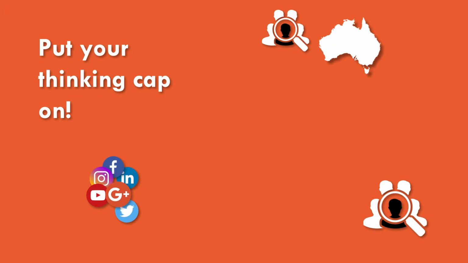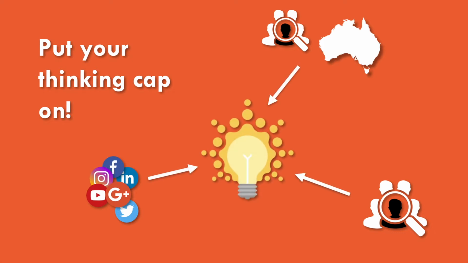The next step is to put your thinking cap on. It's usually very unlikely that you're going to find a single answer to your question in one place. You have to synthesize information from a number of sources to get your answer. And in case you were wondering, 69% of Australian internet users are on social media.